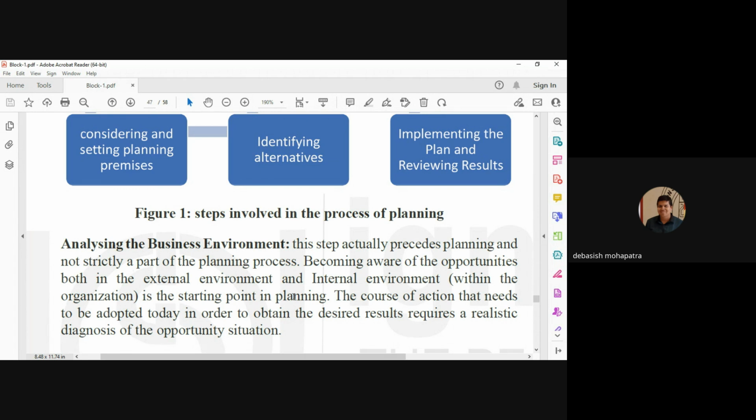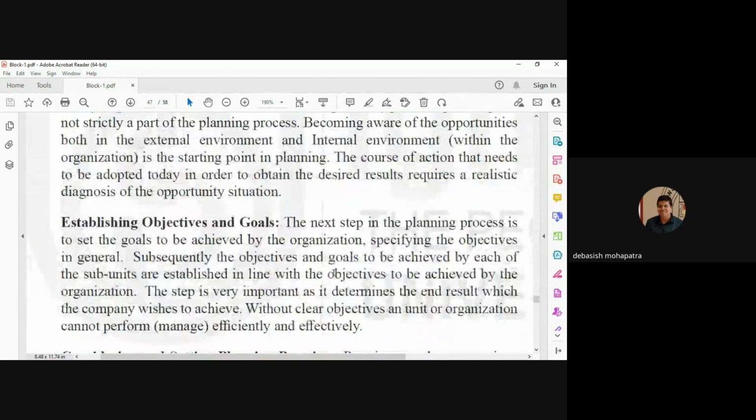So analyzing the business environment is the most important part before starting any business, and this is the first step of the planning process. So we should be planning before starting it. Then establishing objectives and goals. So that should also be clear. What are the objectives of this business? It should be clearly planned.